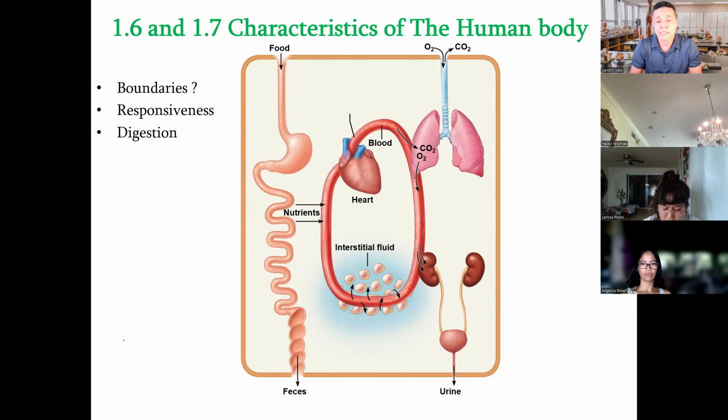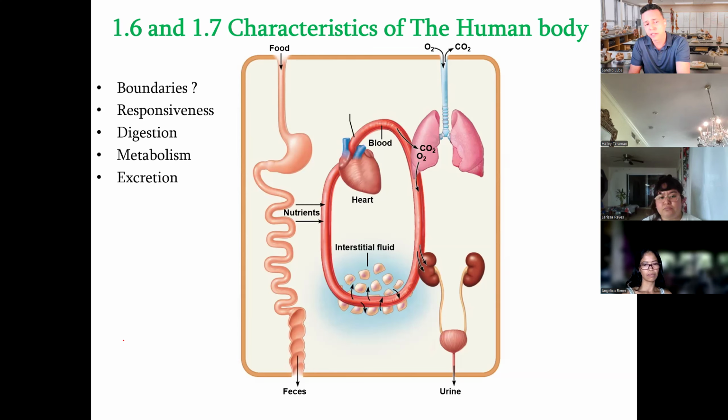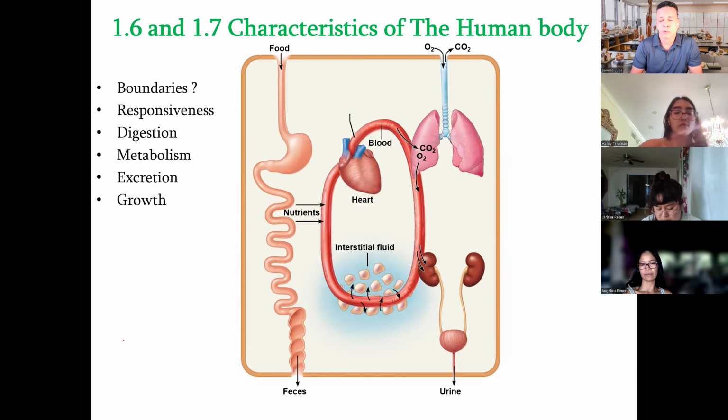We need to be able to digest the food that we eat, break it down into smaller pieces, and be able to absorb those nutrients in order to maintain our metabolism. What is metabolism? Metabolism is the functions, the chemical reactions going on in our body, in our cells. We need to be able to excrete whatever we don't want anymore, all the toxic waste. And we're going to excrete it through our feces, and through the urine. And we grow and reproduce.